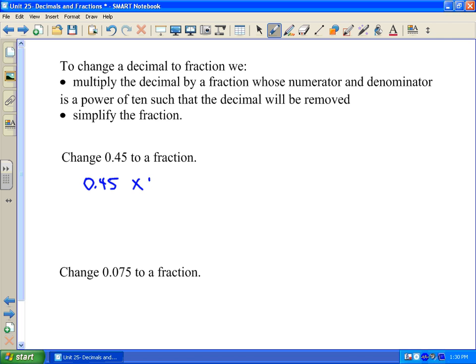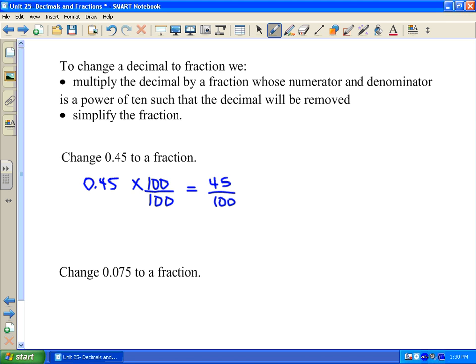Well, to do that, I'd have to multiply by 100. Well, so I have to divide by 100, because if I multiply and divide by 100, I end up in exactly the same place. So I end up with 45 over 100. Now, others of you might have heard it said, just look at how many numbers there are after the decimal. That gives you how many zeros are in the denominator, and that's also true.